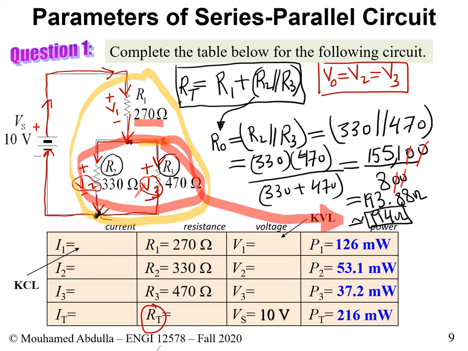So this is what you would put here for our total. So this value is what we expect to be 464. So we could verify and see if this is indeed correct. And it is indeed correct. Okay, so that's the first step that we did, is we determined the total resistance.